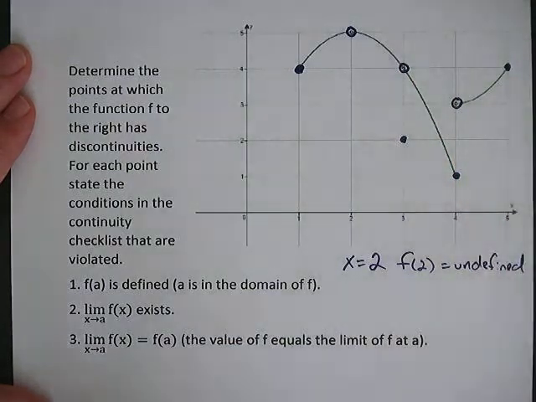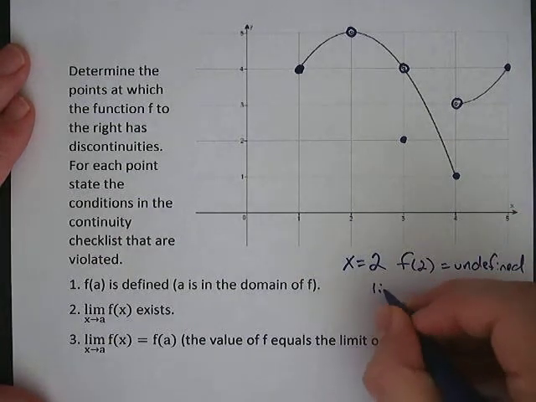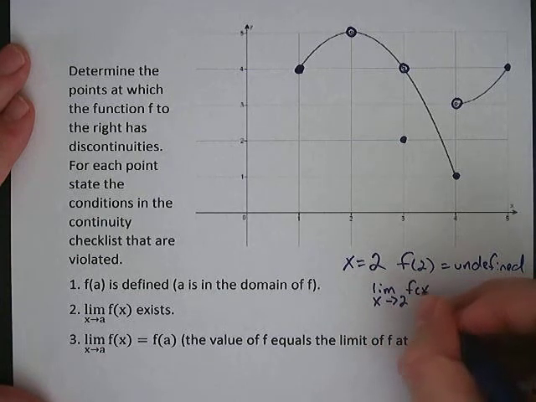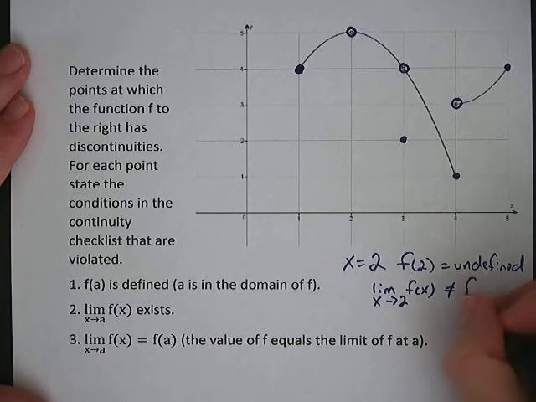But does the limit and the value equal the same thing? Are they the same? Well, no, they are not. So we can say that the limit as x approaches 2 of f of x is not equal to f of 2.